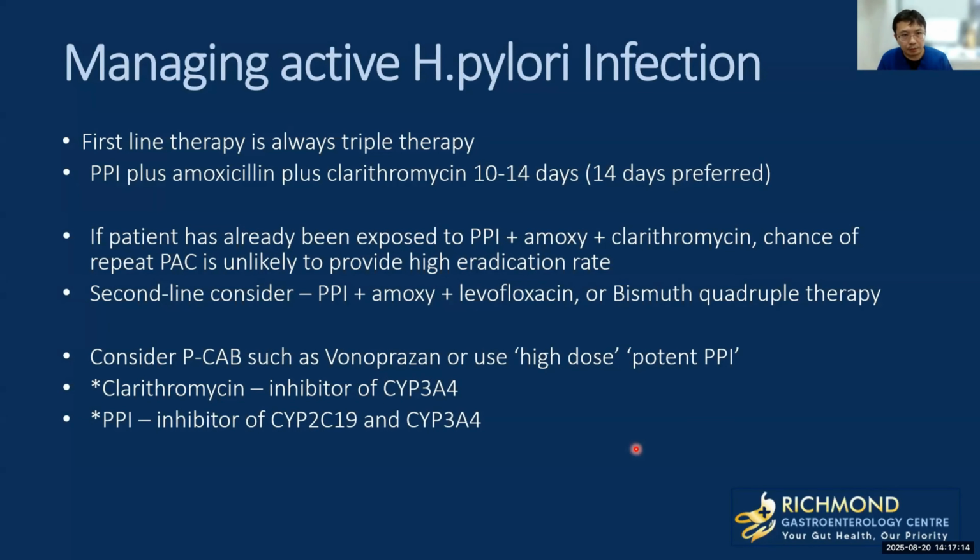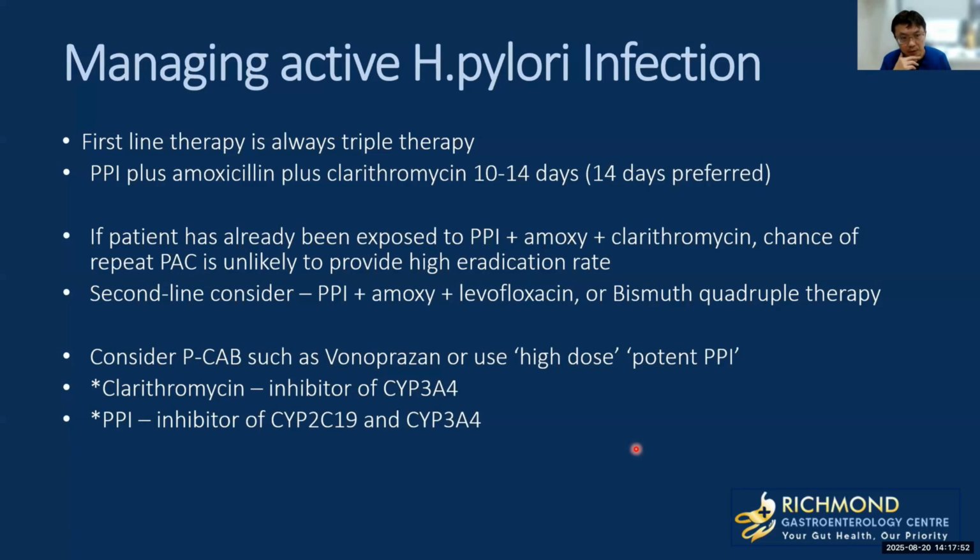So managing active HP infection, I would say first line is amoxicillin, clarithromycin plus a very potent PPI for 14 days. I normally do 14 days. If you have vonoprazan, please use it instead of PPI because it will increase your eradication rate much better. If a patient is already on PPI, amoxicillin, and clarithromycin, the chance of repeating the same regimen to cure the patient is very unlikely, because the bacteria would have developed amoxicillin and clarithromycin resistance already.